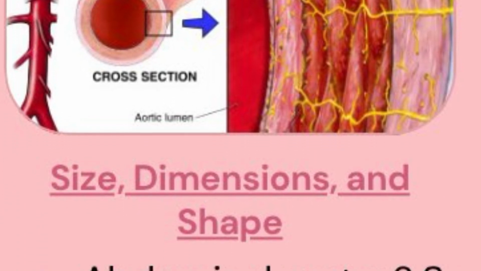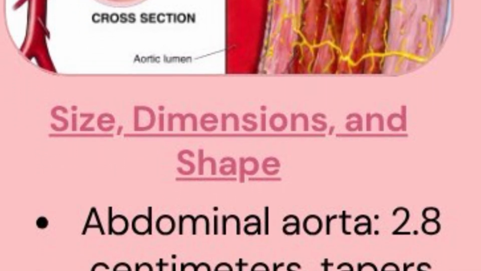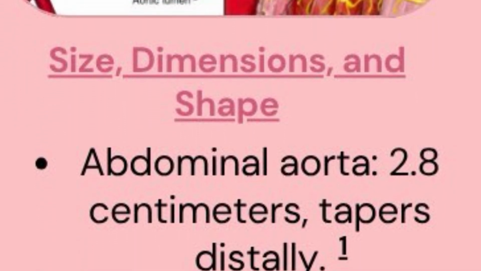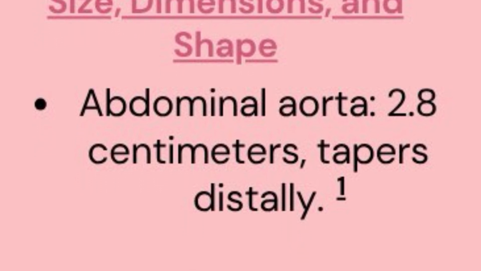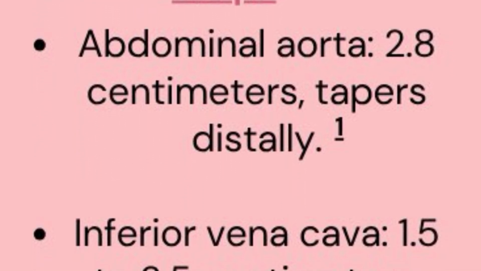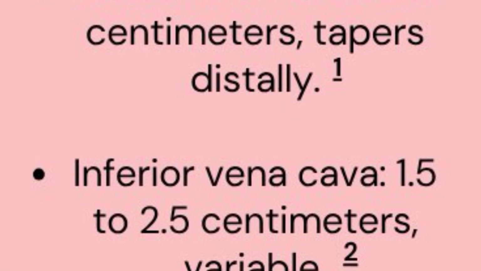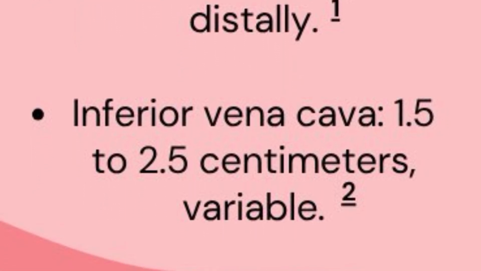The inferior vena cava has a normal diameter of 1.5 to 2.5 centimeters, varying with respiration and volume status. The abdominal aorta spans about 13 centimeters in length from the diaphragm to its bifurcation at the L4 level.